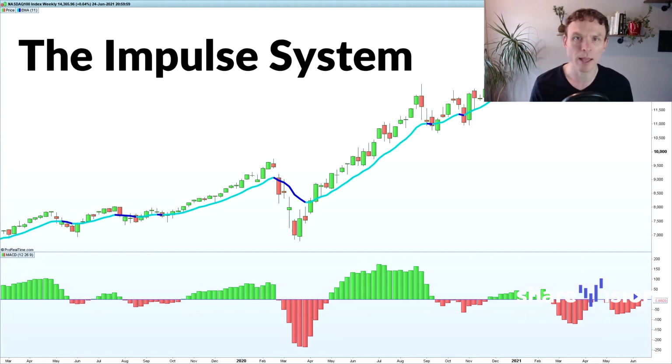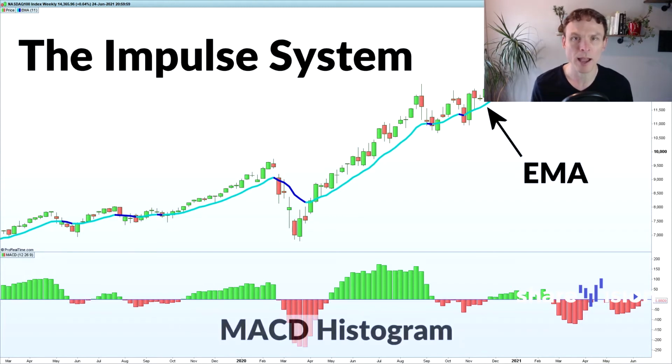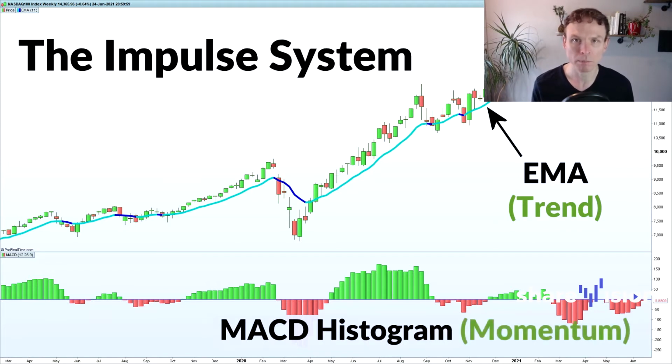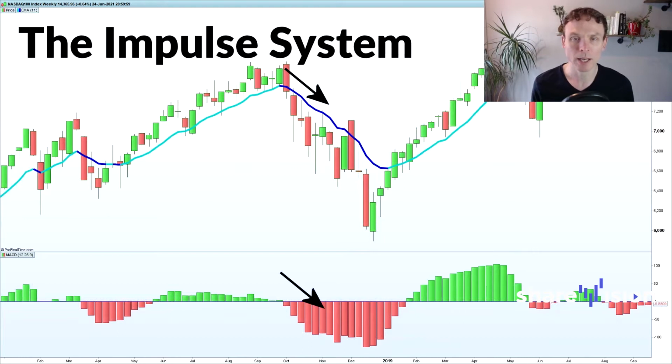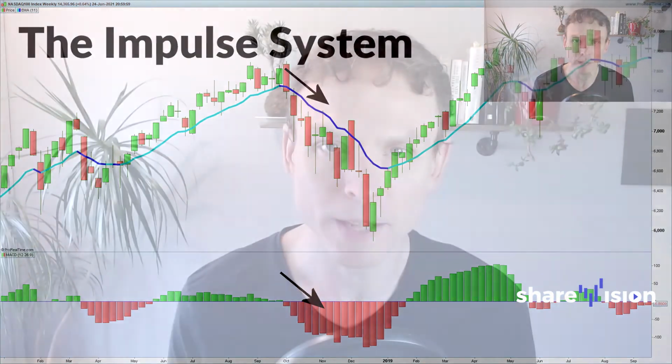Now, a quick recap. The impulse strategy is a combination of two indicators. It combines the EMA with the MACD histogram. So the EMA is there to identify the recent to short-term trend, and the MACD histogram is there to identify the recent momentum. If both of these are pointing upwards, in other words, the EMA is going up and the MACD histogram bar is higher than the previous, then we have an up impulse. If both of them are down, then we have a down impulse. And if they're not saying the same thing, then we have no impulse.